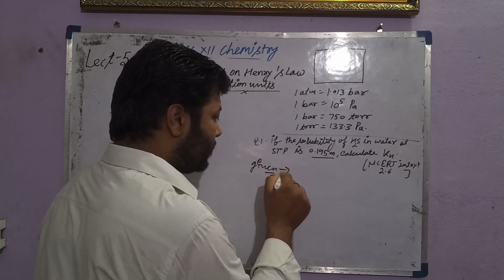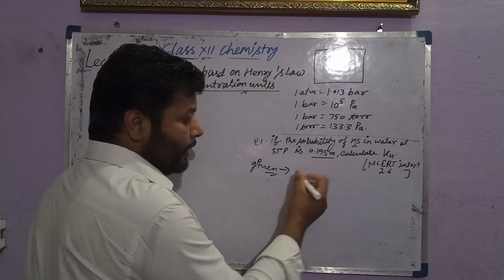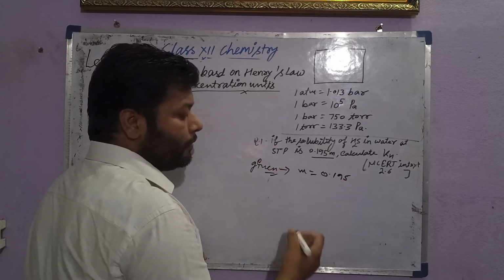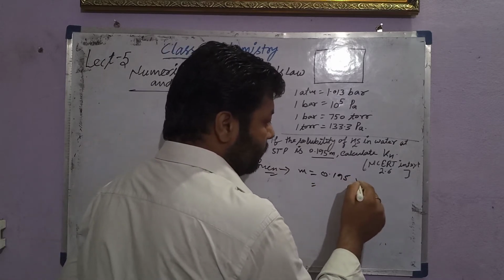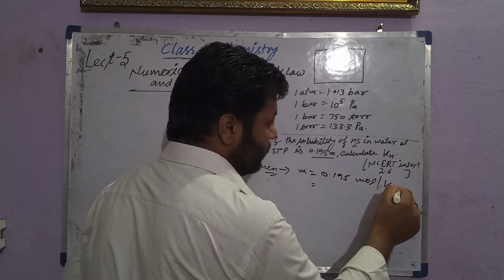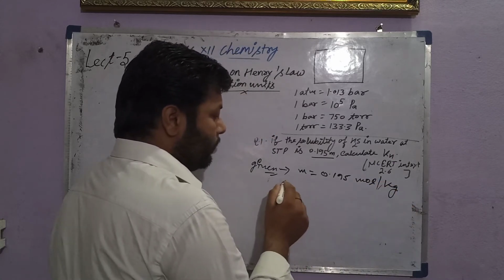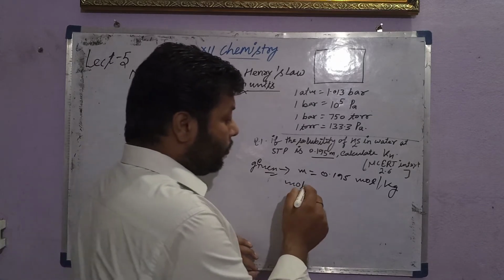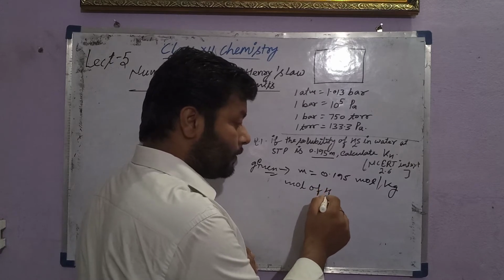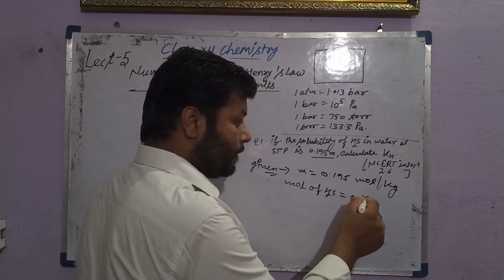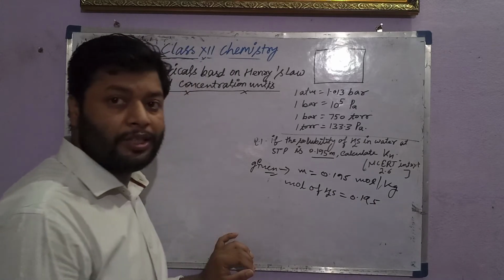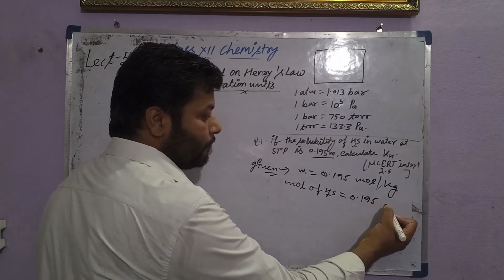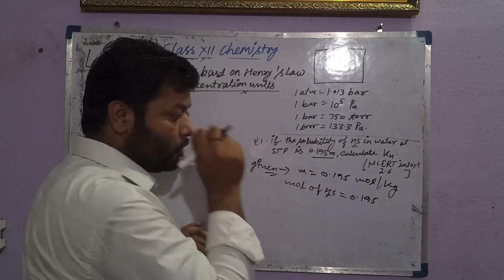we'll try to solve the question. Molality is given, small m, that is 0.195. It means moles of solute. Which one is the solute? Moles of H2S is actually given, 0.195 m. Moles of H2S is 0.195.